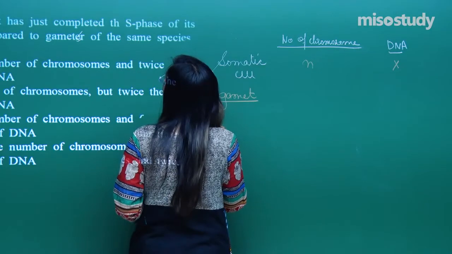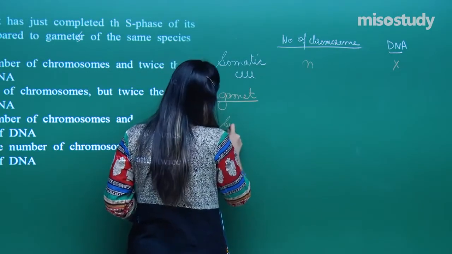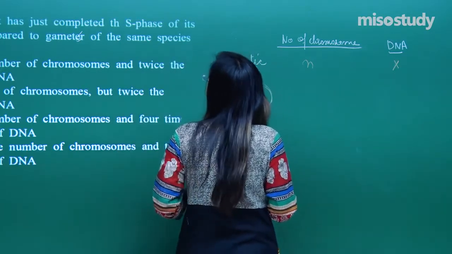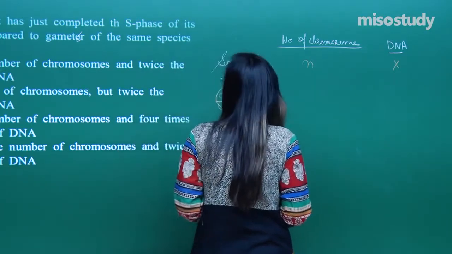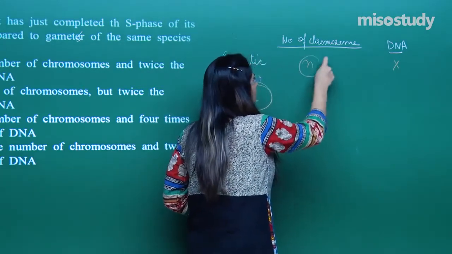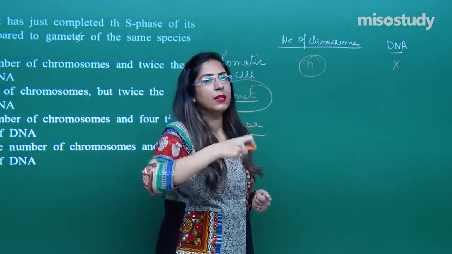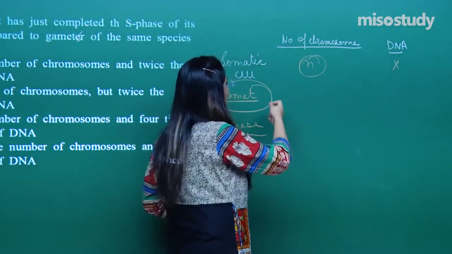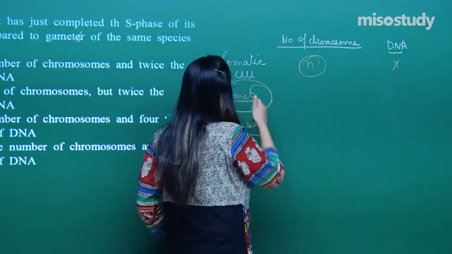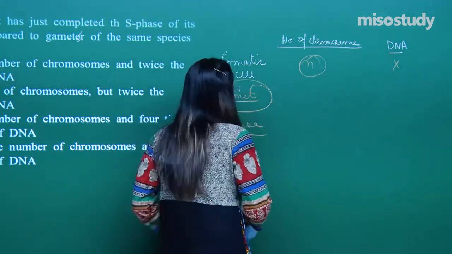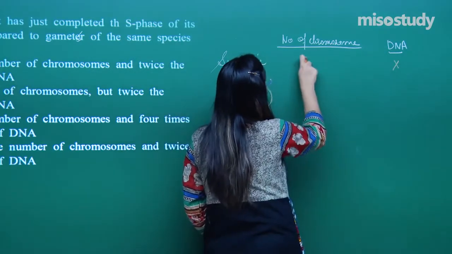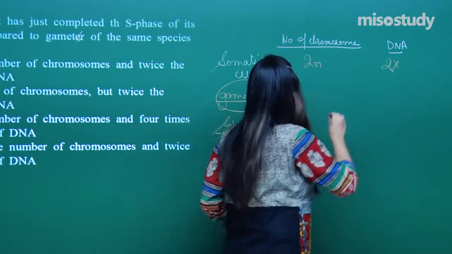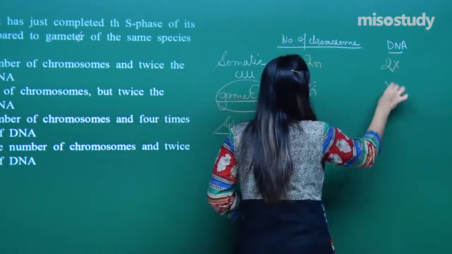this S phase. In the S phase, synthesis has just completed, and as compared to the gamete, the same species will have the same number of chromosomes, but because the S phase has occurred, the DNA will be doubled. As somatic cells are there, the number of chromosomes in this case will be 2n, whereas the DNA will be 2x. Whereas in case of the gametes, this will be n and this will be x.